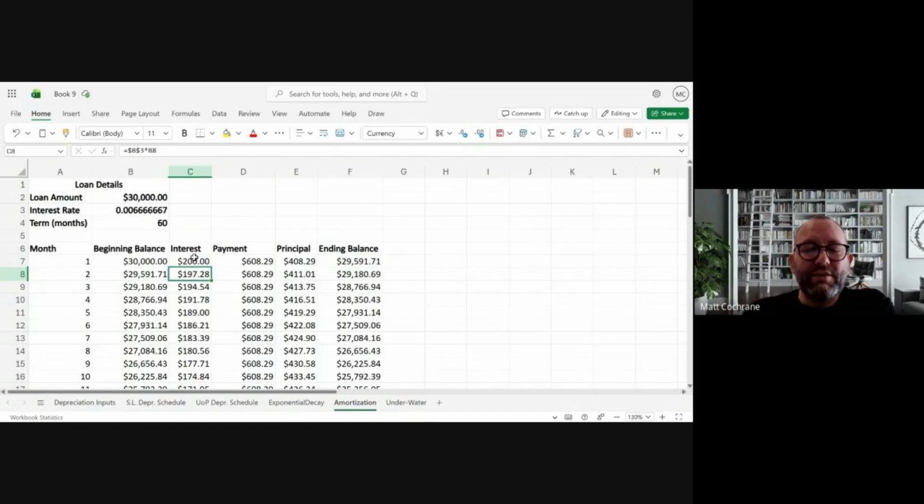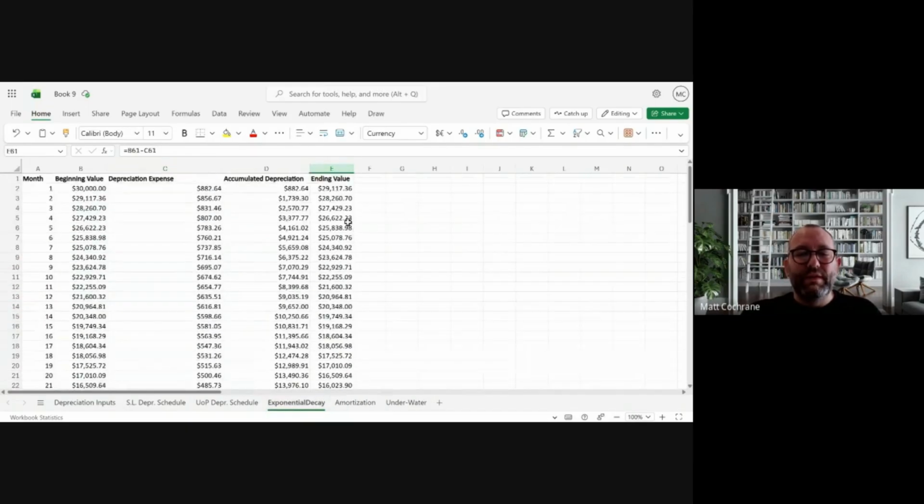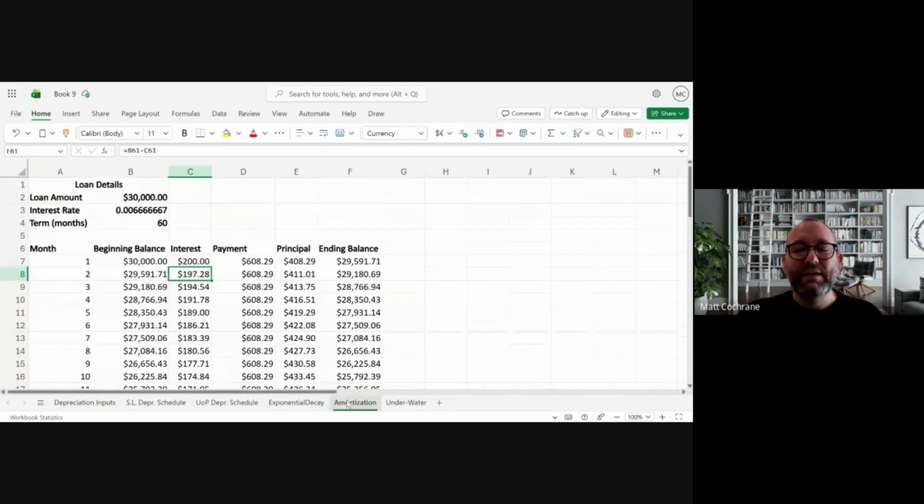You can see that the interest, the cost of the interest, goes down throughout time, and this ending balance is what's remaining, the balance that's outstanding of the loan. So we need these two pieces of data. We need to know the ending value of the asset itself, okay, which is this ending value here. And we need to know the ending value of the loan, which is this value here.